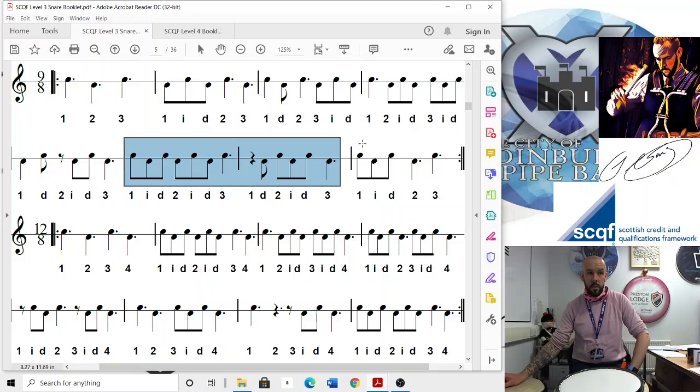So with this one and this last group's easy. It's counting the rests and following it confidently and comfortably. Don't let the rests trip you up or put you off.